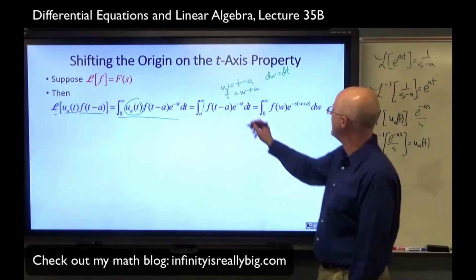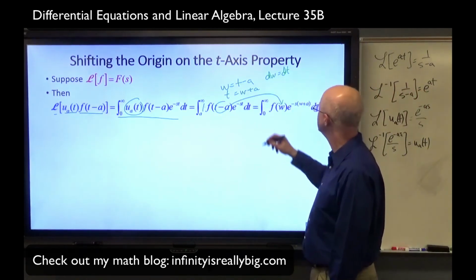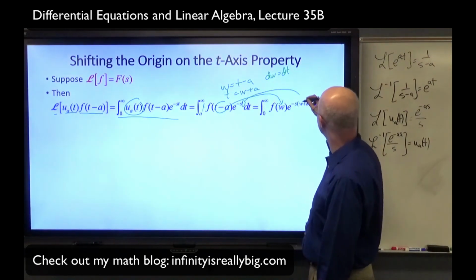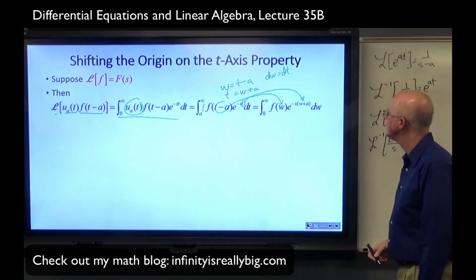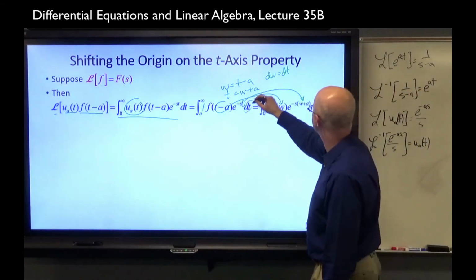So there, t minus a gets replaced with w. t right here gets replaced with w plus a. dt gets replaced with dw.